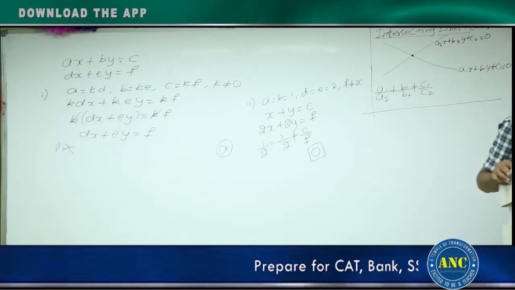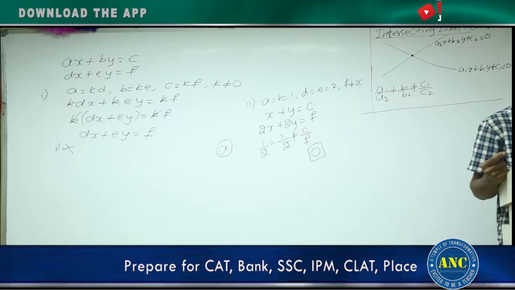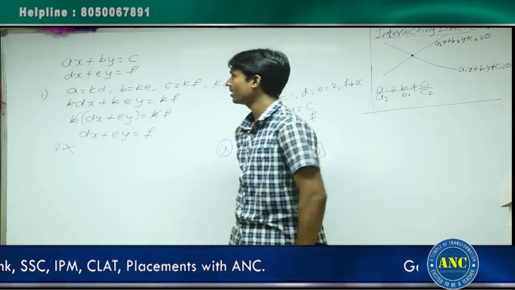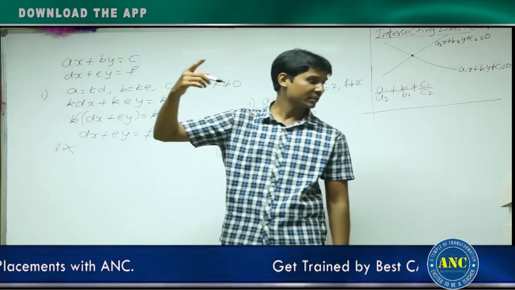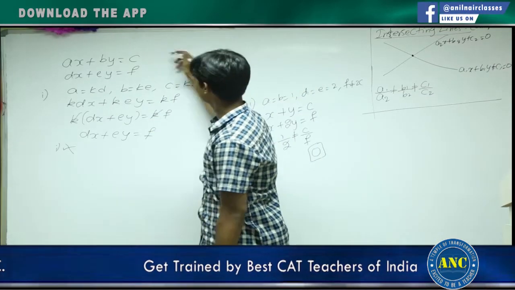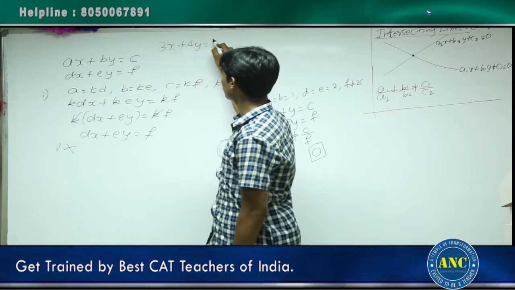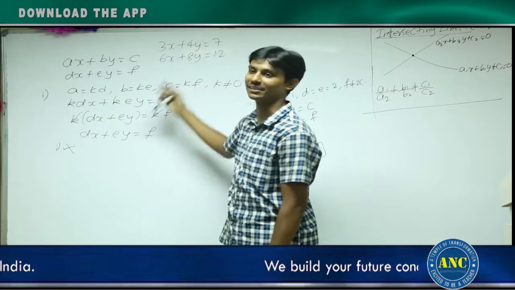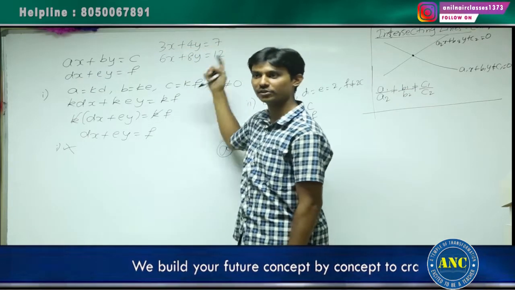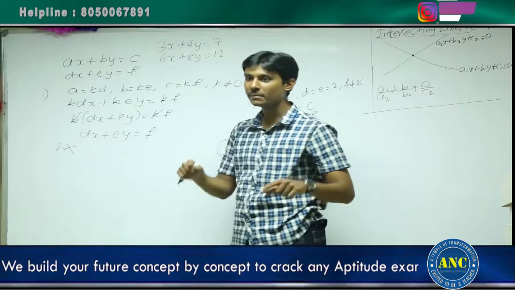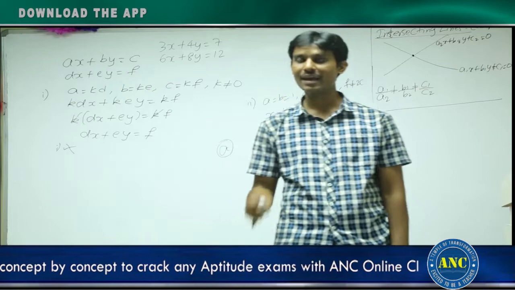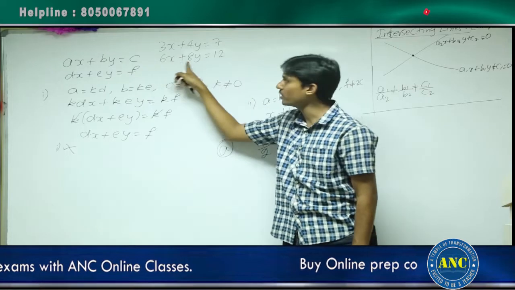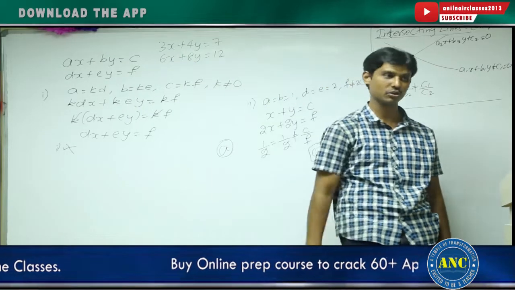Statement 1 alone says that a, b, c, d, e, f are distinct real numbers. These two are the given equations, similar to that question. Suppose 3x plus 4y is equal to 7, 6x plus 8y is equal to 12. This is parallel lines, right? All the values are different here, but these are parallel lines. It may be an intersecting line or it may not be. Answer is yes or no. It will give multiple answers. Ruled out. It need not be always 3 and 4 only. It can be anything. Ratio should be same.